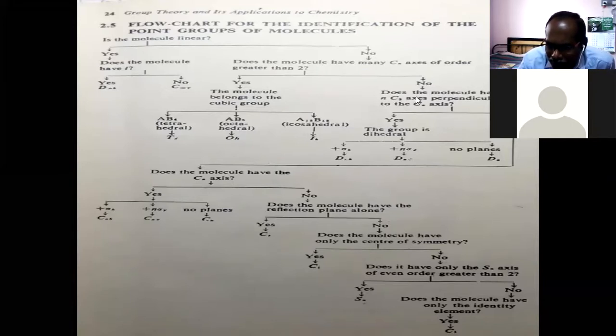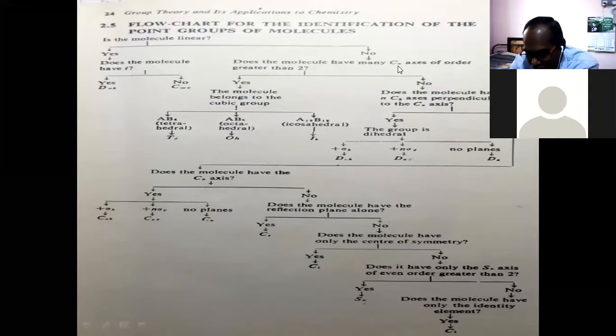So if it is not containing, then you have to ask one question: does the molecule have NC2 axes perpendicular to the CN axis? Look at the difference between this question and the previous question. Here also one CN comes, here also one CN comes.